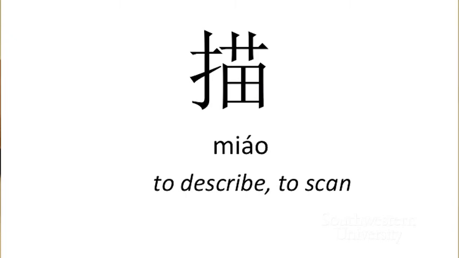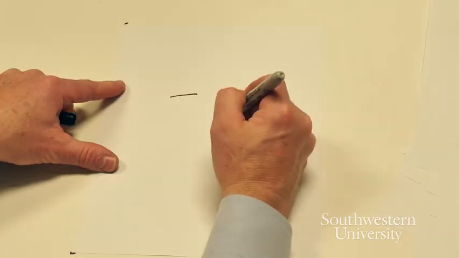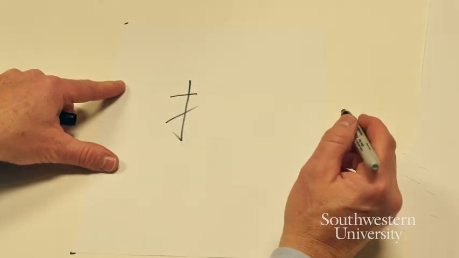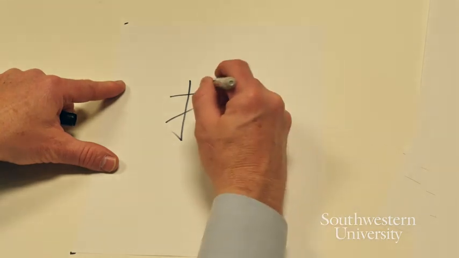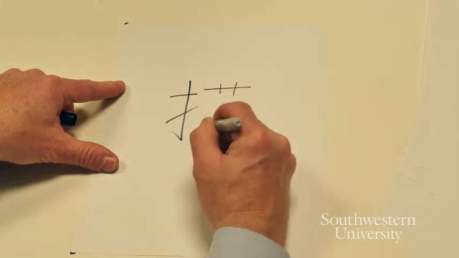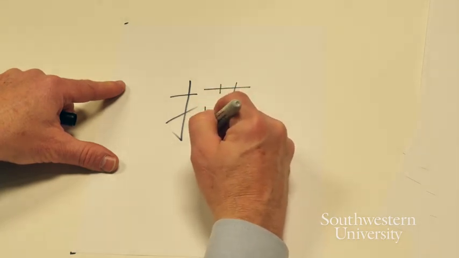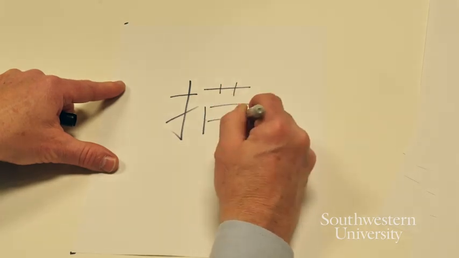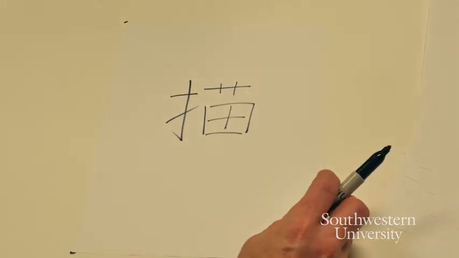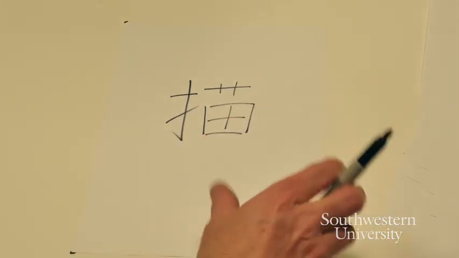Miao is a character that means to describe, or it's used for scanning something. So you have the grass radical on top, and then the phonetic is a sprout. You've got the grass radical on top and the field below. Miao, to describe, to scan, to overview.